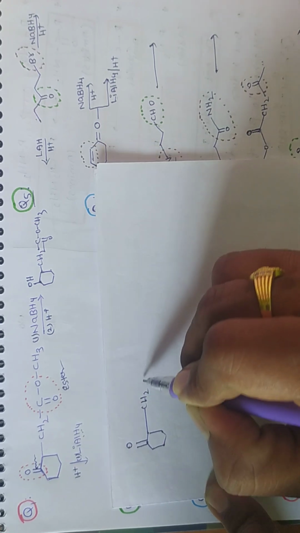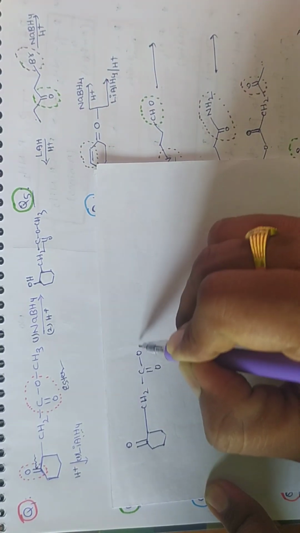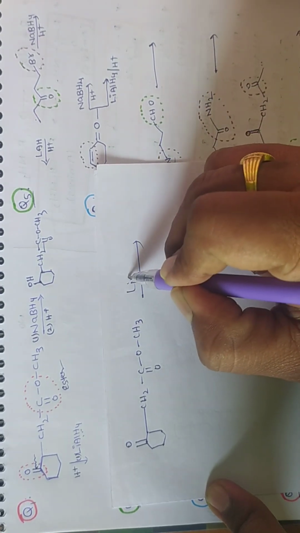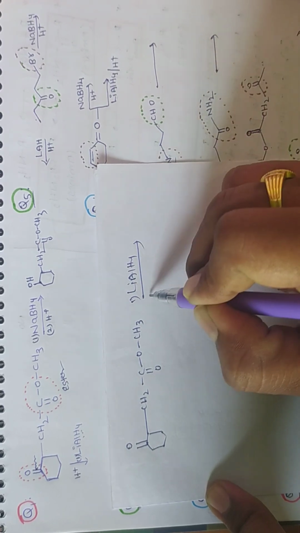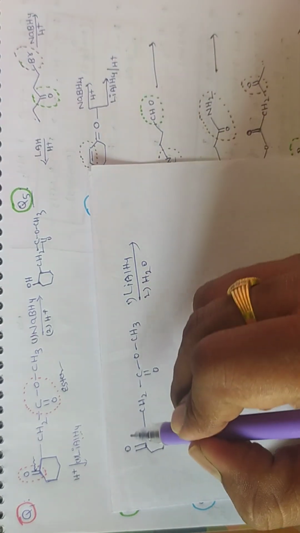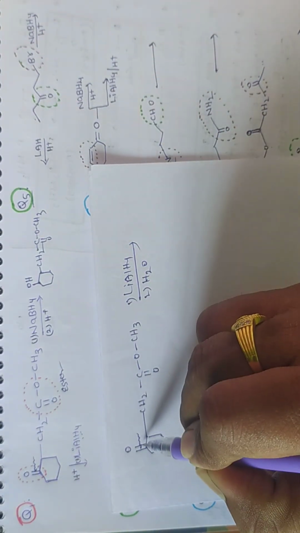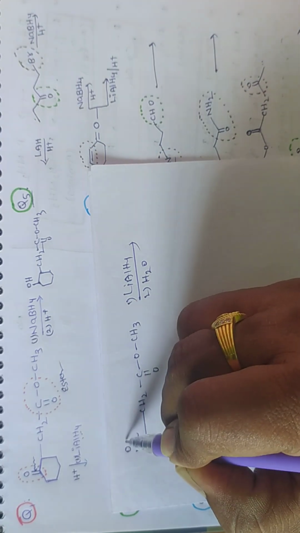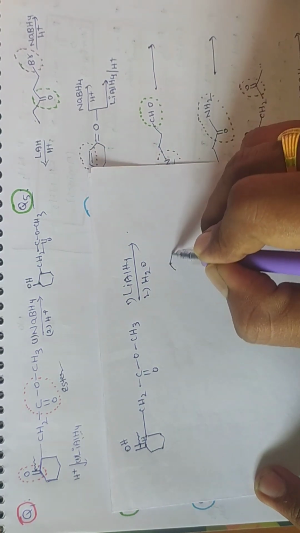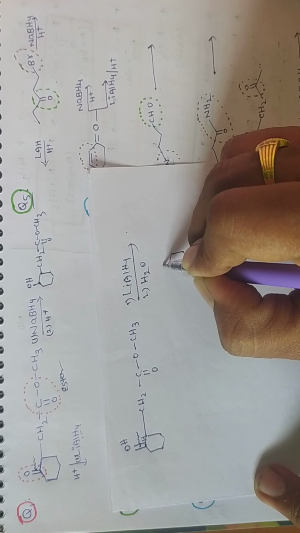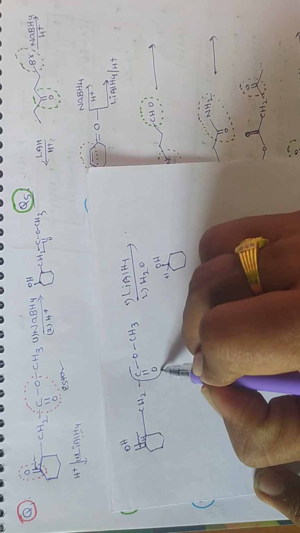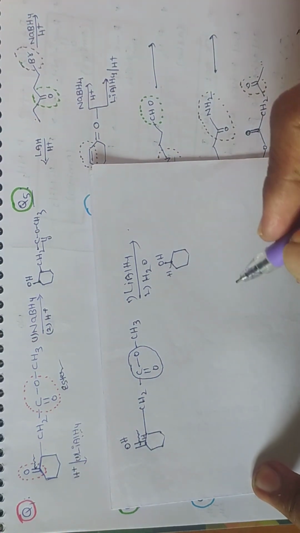Next the compound is this one, C double bond O CH3. It is reacting with lithium aluminium hydride followed by hydrolysis, and then what are we going to get? First you break the carbon oxygen bond, then you write here H, write here H. Then we get the product here: OH, H.